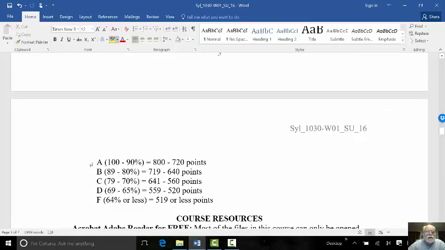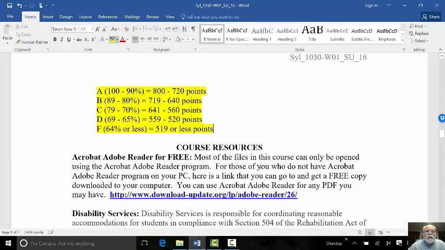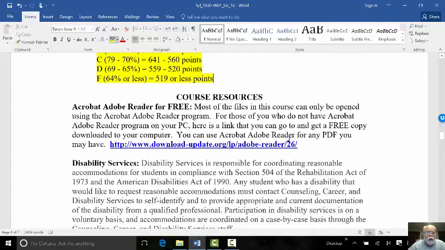Here's the grade schedule. This is so important, because I know everybody wants to know how they're going to be graded. Everything is on points. So if you score in the 720 to 800 points at the end of the semester, boom, you got an A. Now that doesn't count your bonus points. The bonus points will be added to those.